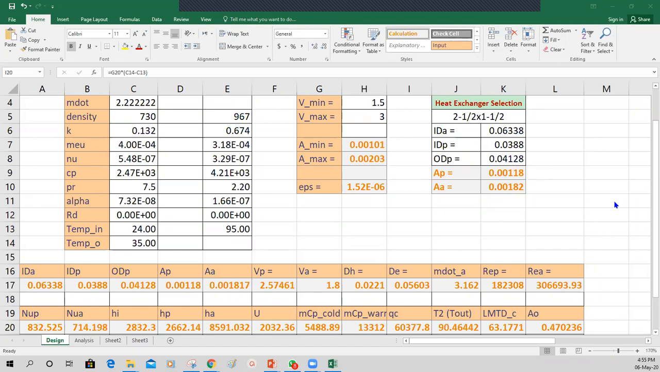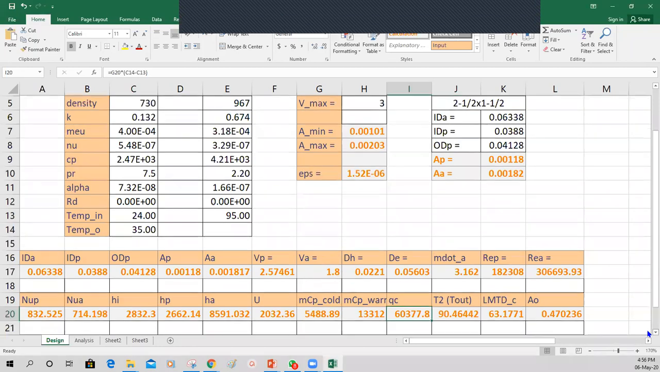U is your overall heat transfer coefficient, A is the area subjected to heat transfer, multiplied by LMTD. So you have Q, you have U, and you have LMTD. Then find out the area subjected to heat transfer, A naught. Now find out A naught.